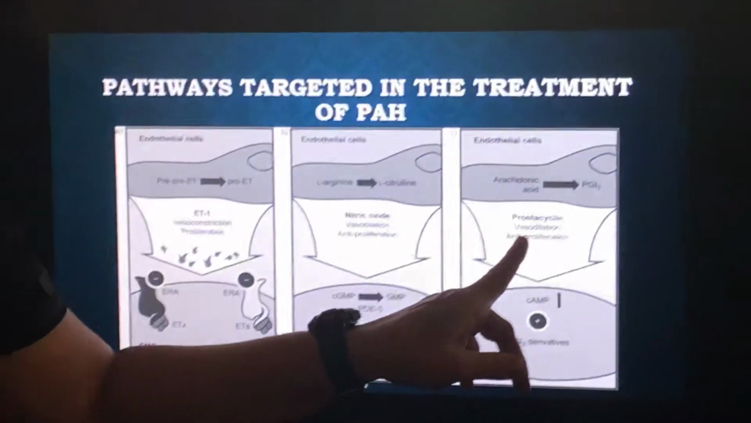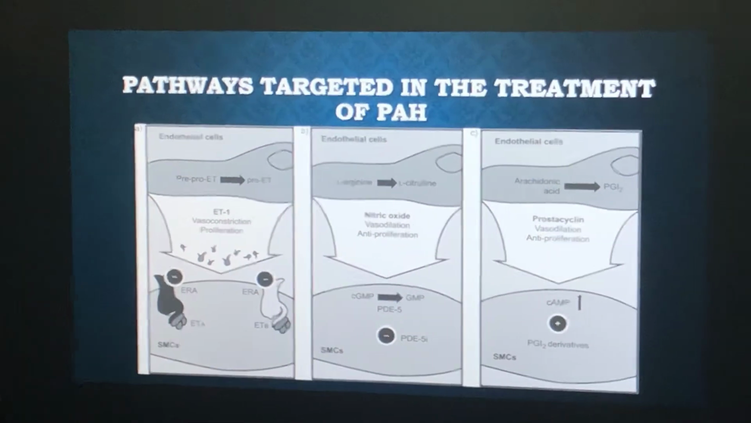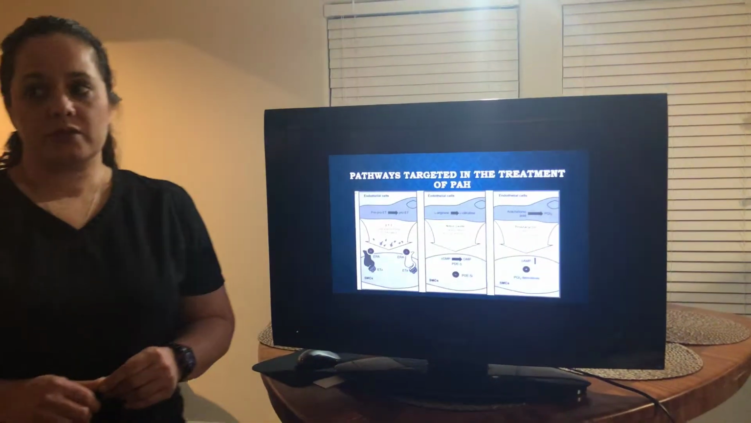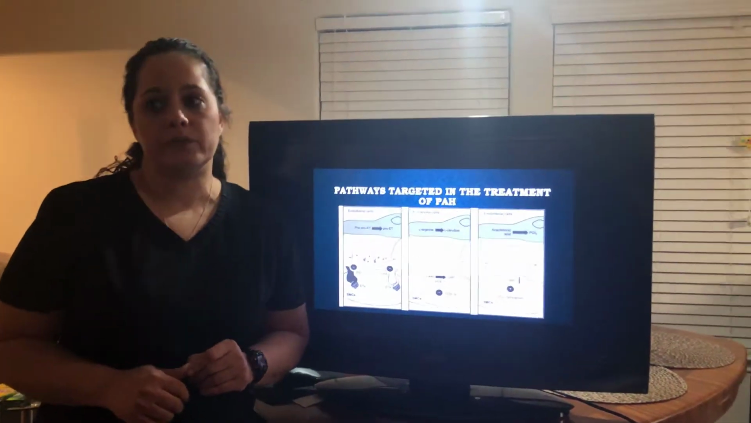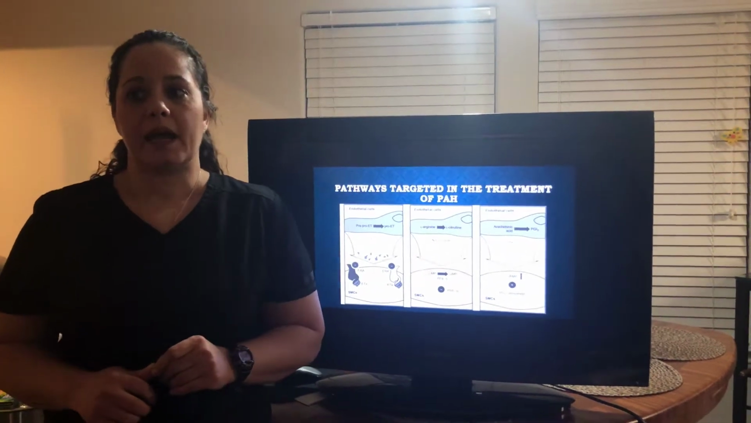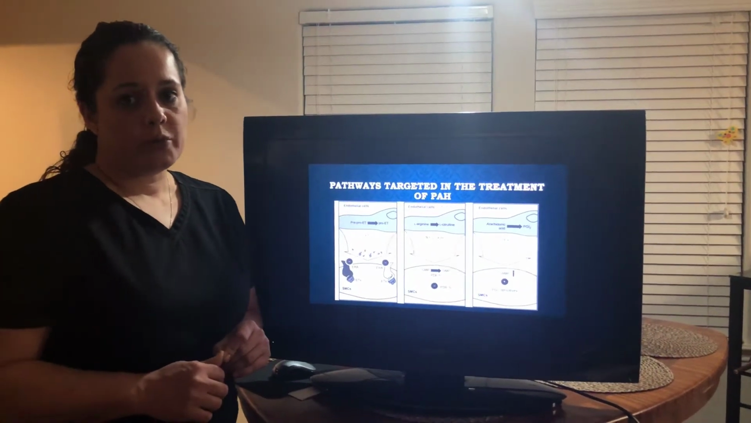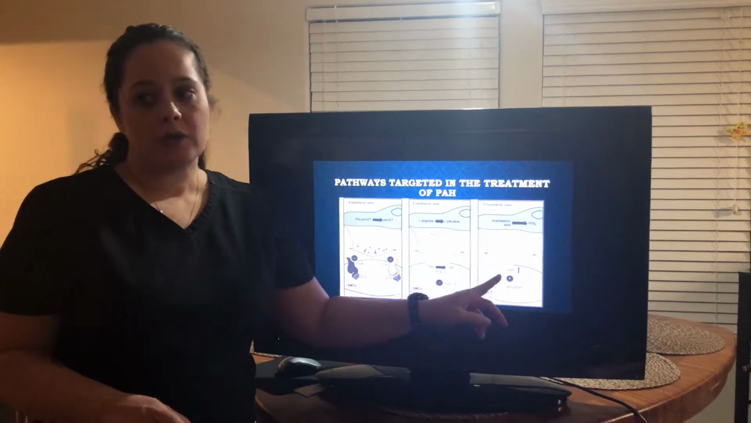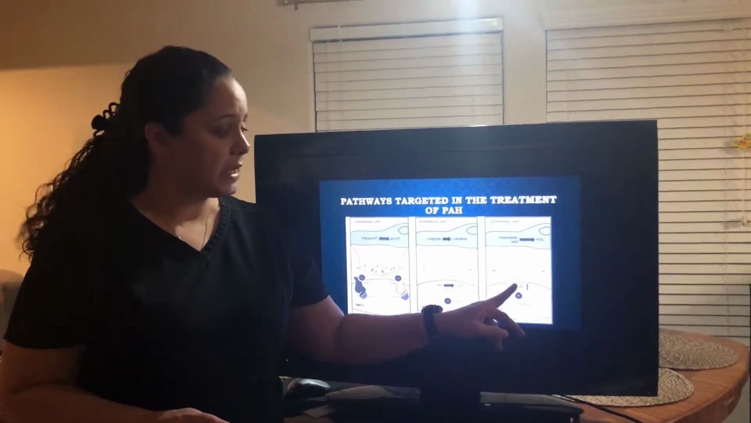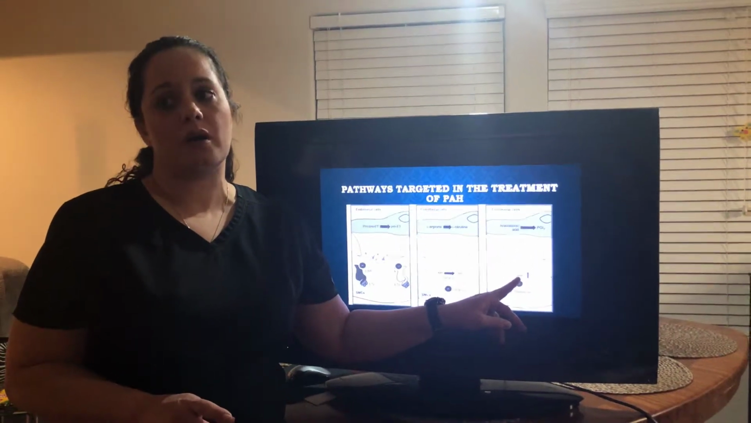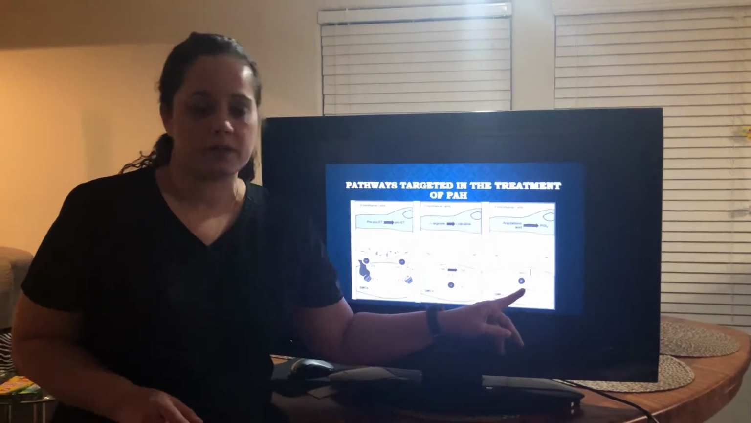And then finally, you have your prostacyclin group. Prostacyclin is a potent vasodilator. It has anti-proliferative, anti-inflammatory, and aggregation inhibiting properties. It does have a very short half-life, so the medications here target to prolong the time that the prostacyclin works in the body.